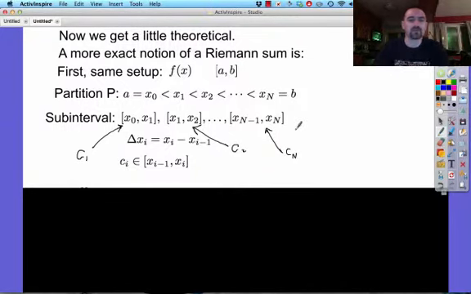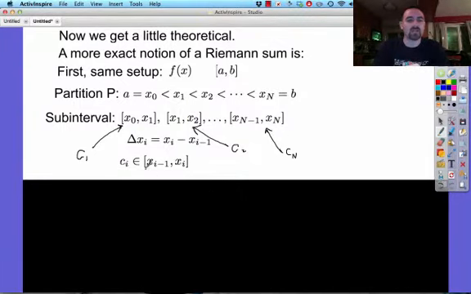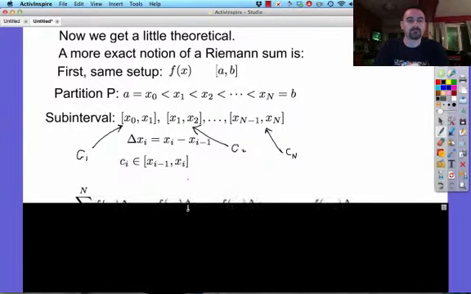Okay. Oh, my initials. That's great. Okay. So there's a number in here. It could be anywhere. Could be anywhere. Could be anywhere. Okay. And that's what this is saying here. We're just going to choose some number inside that interval.